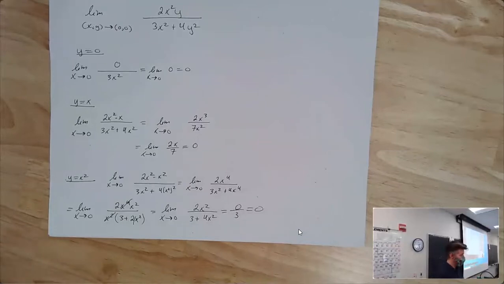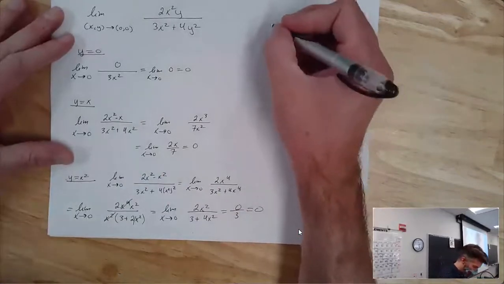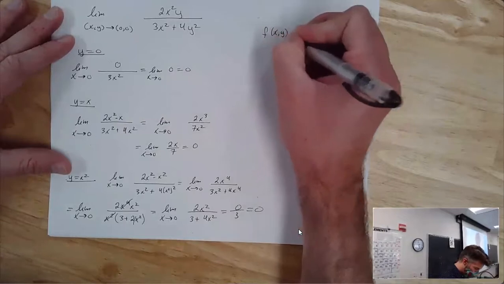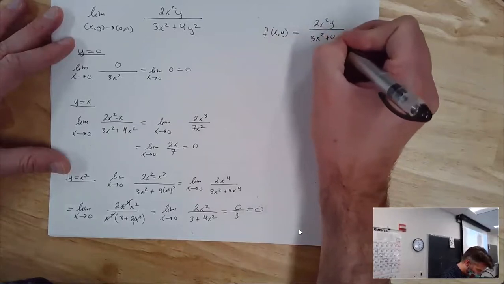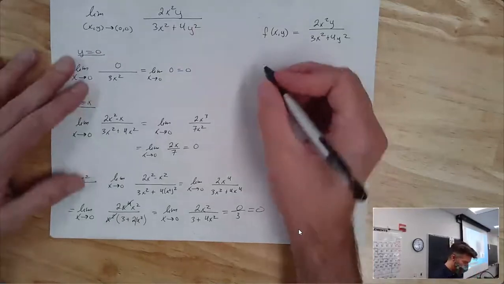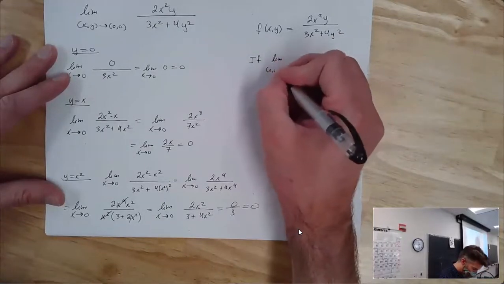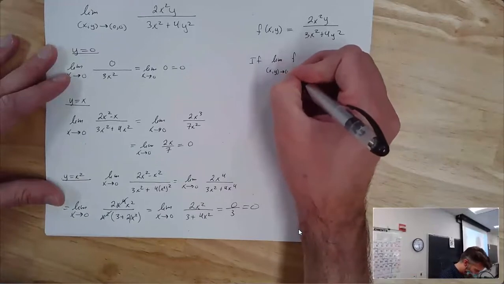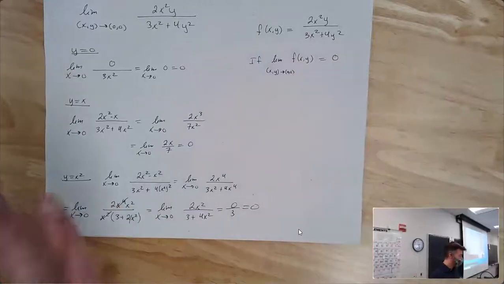Well, it can be challenging. Normally in this class, there's kind of one typical way people show them to 0. So here's what we want. This is my function, f of x, y. I would say it's 2x squared y over 3x squared plus 4y squared. And here's what we want to say. If this limit actually is equal to 0, here's what should be true.